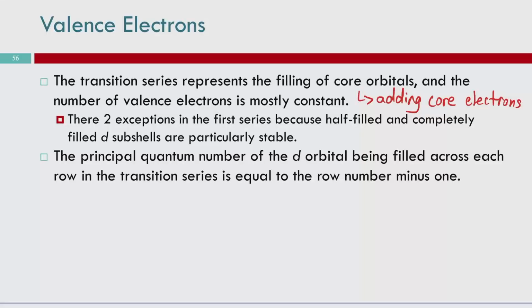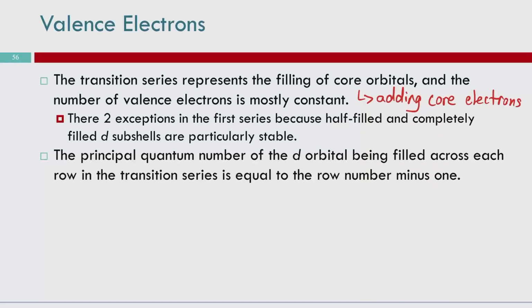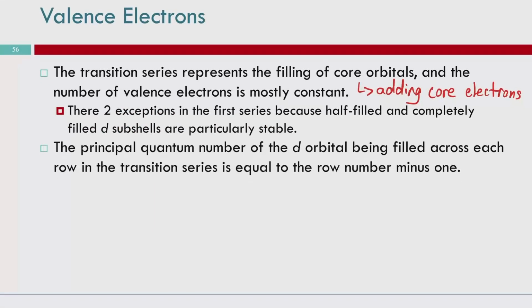There are a couple of weird exceptions that I think are fun, so I'm going to tell you about them, but I'll try to remember not to put them on the exam. So there are 2 exceptions in the first row of the series, because half-filled and completely filled D subshells are especially stable.